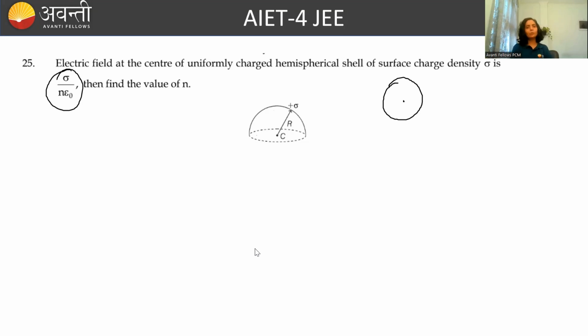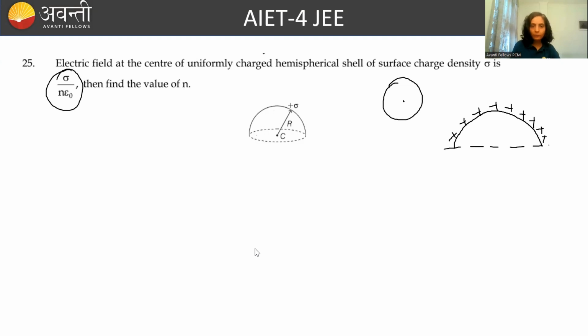Okay, so let's calculate it. I will just give you the hint of how to solve it. Done. So this is a hemisphere. This has a certain area and charge is distributed on this area. So this is not a half ring, right? This is a hemisphere. Just imagine it properly.